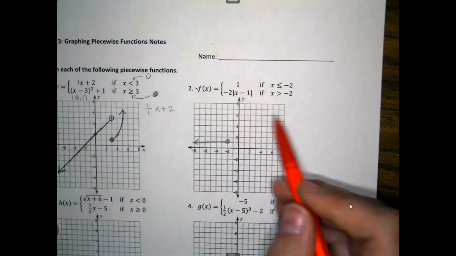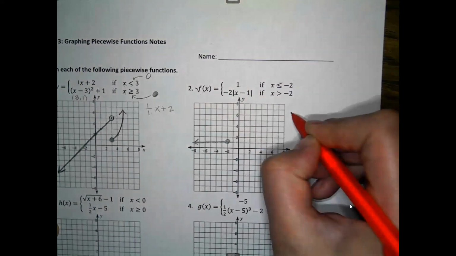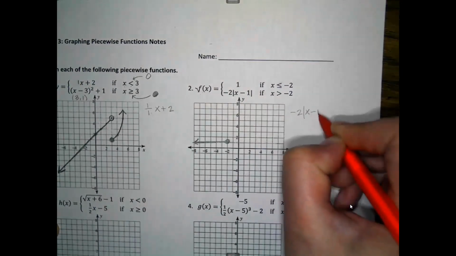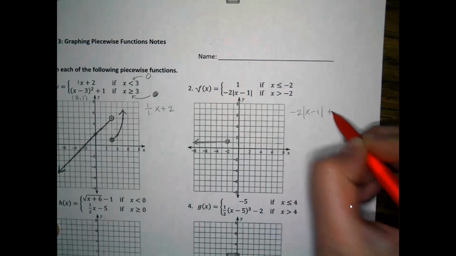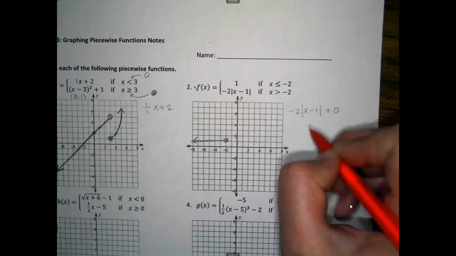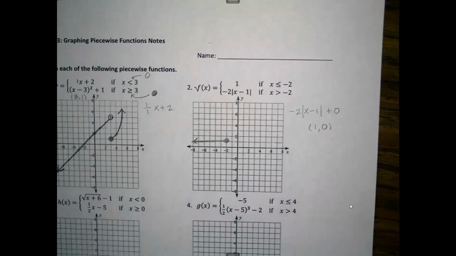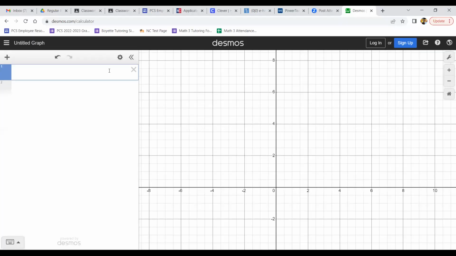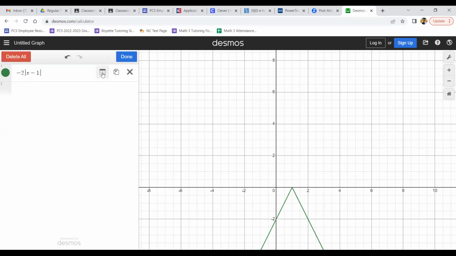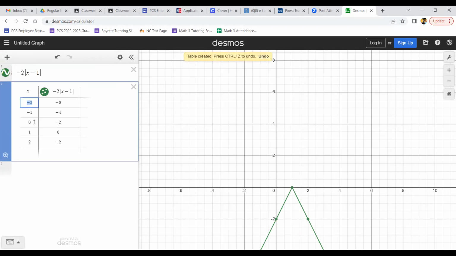Okay, now for the other graph, I have an absolute value graph, -2 times the absolute value of x minus 1. There's no number on the end, so that would be like having a +0 on the end. And that means that the vertex is (1, 0). So I'm going to go ahead and graph this in Desmos. And then I'm going to make sure that when I pull this up on Desmos that I look for that vertex in Desmos. So I'm going to click on the gear, and then I'm going to click on the list, and then what was it? (1, 0). There's the vertex right there.